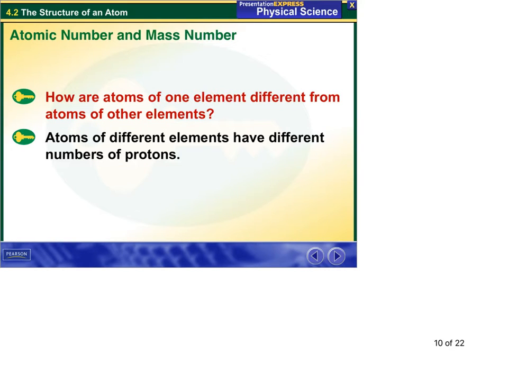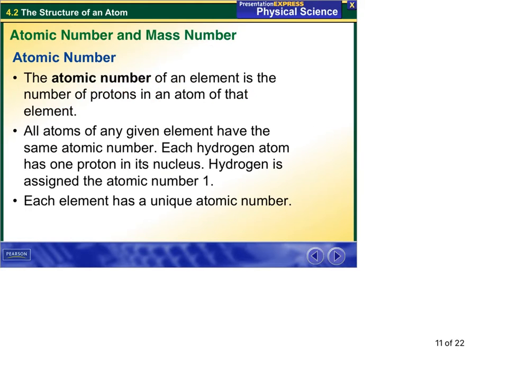How are atoms of one element different from atoms of another element? That's one of your key questions. So your key response here: atoms of different elements have different numbers of protons. And we can identify these by their atomic number. Atomic number is the number of protons in an atom of that element.